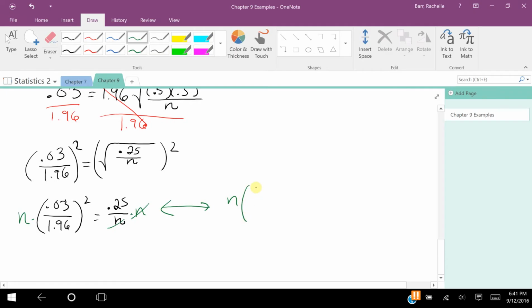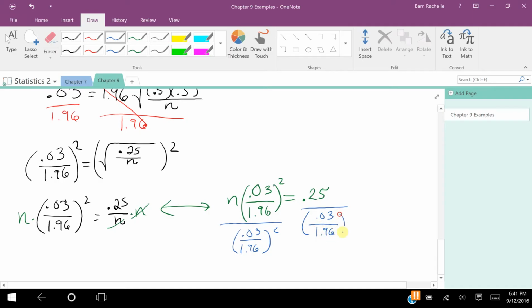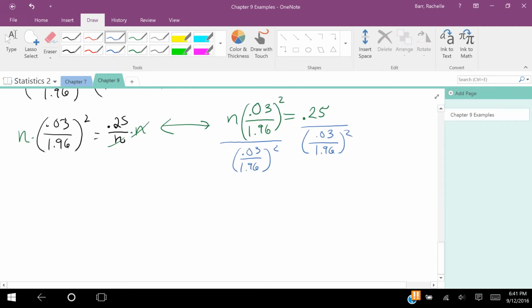So I have n times a number squared is equal to 0.25. To finish this off, I'll divide by that thing that n is multiplied by, to get n alone. This is just how you move things around. And in the end, I get that n is actually equal to 0.25 divided by 0.03 divided by 1.96 squared.